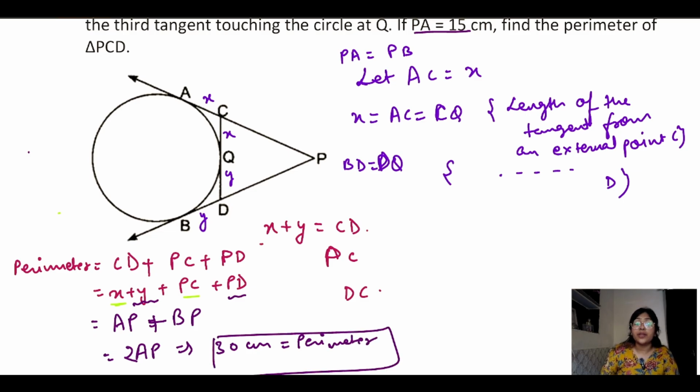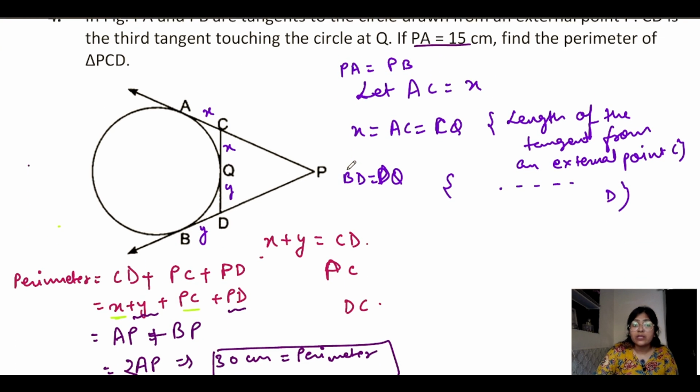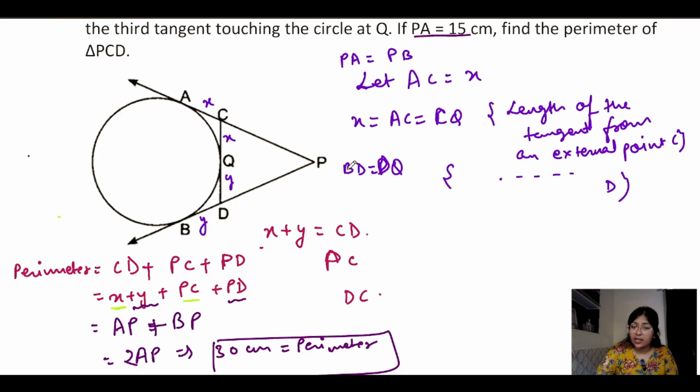Learners, this is a very important question. This question can be asked in two ways. The first way is given, they can say to prove that the perimeter is equal to twice of PA. It can be asked in two ways. So this is the first part. Now move to the next question.